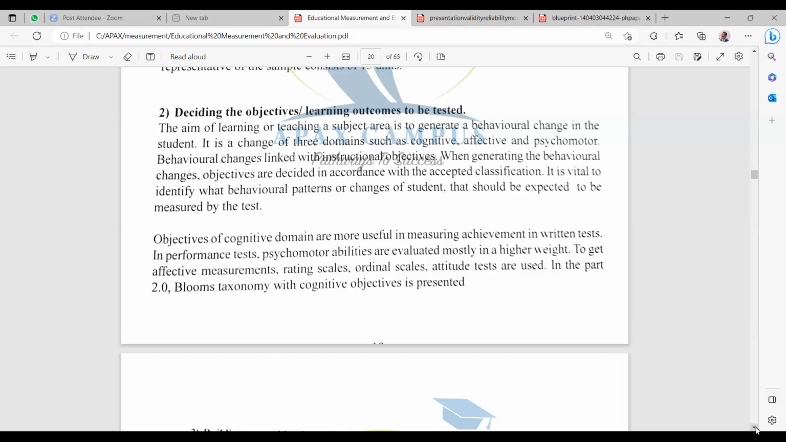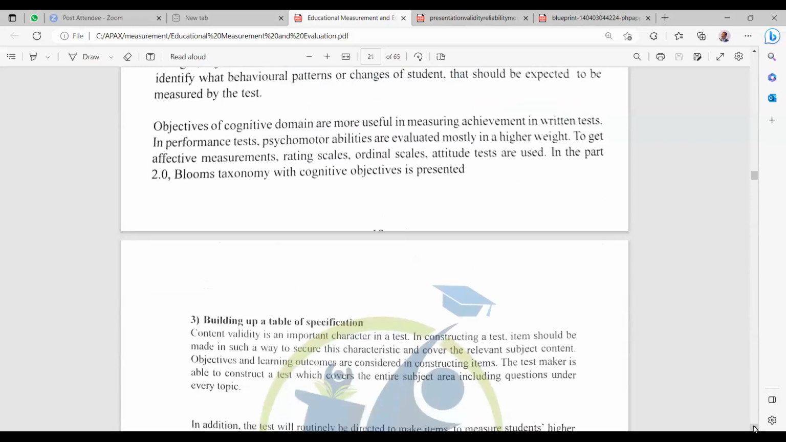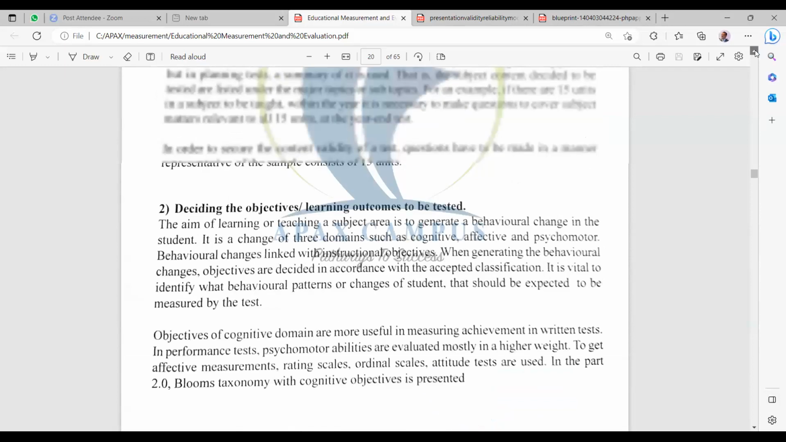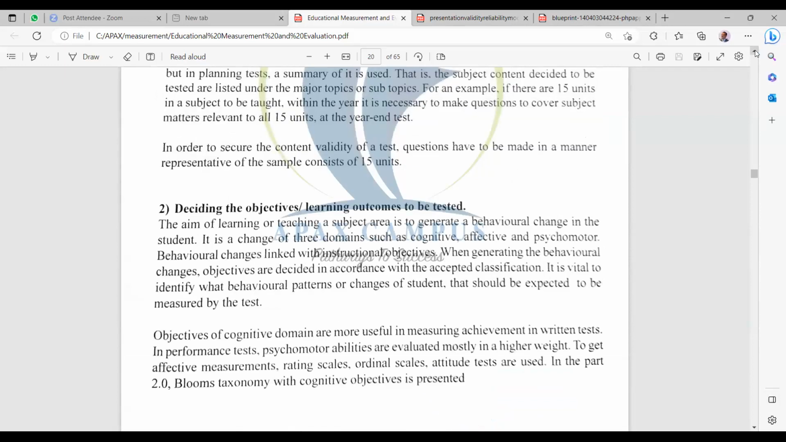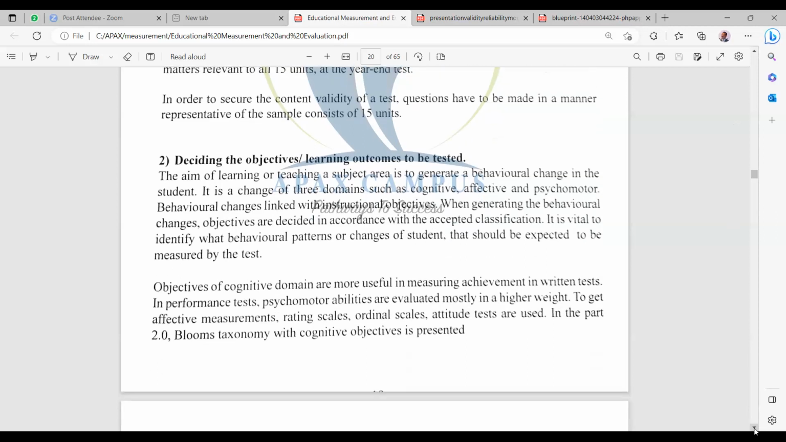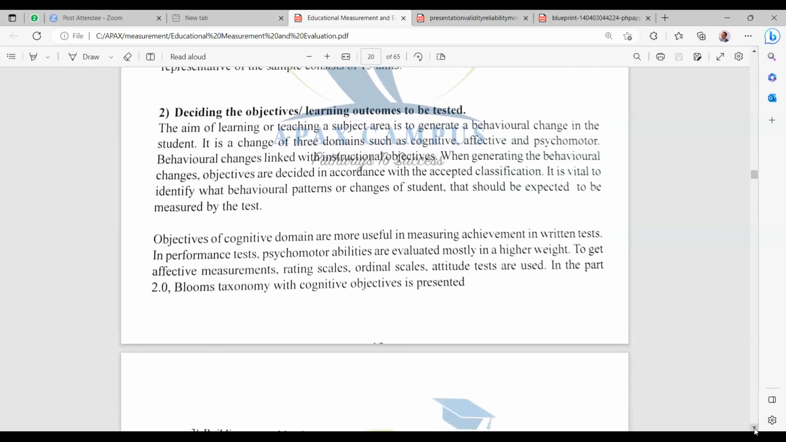So that's where we see totally agree, partially agree, neither agree nor disagree, things like that. Right. Yes, so that's the second step. In the second step, we decide the objectives or the learning outcomes to be tested. Decide which learning objectives you are going to handle in this test: what type of knowledge, what type of attitudes, what type of psychomotor abilities will be tested.